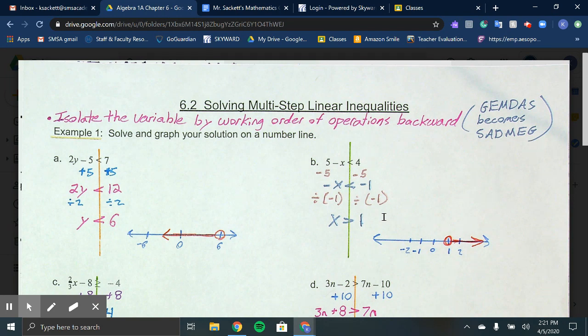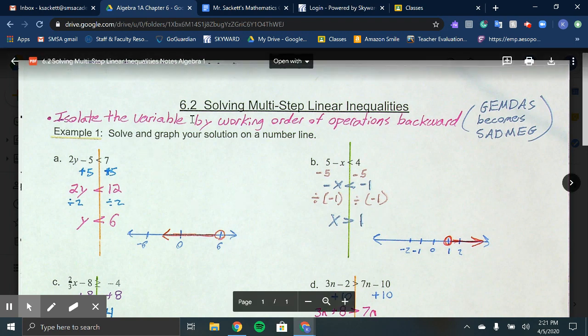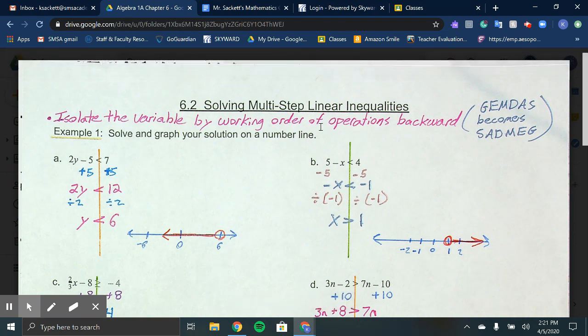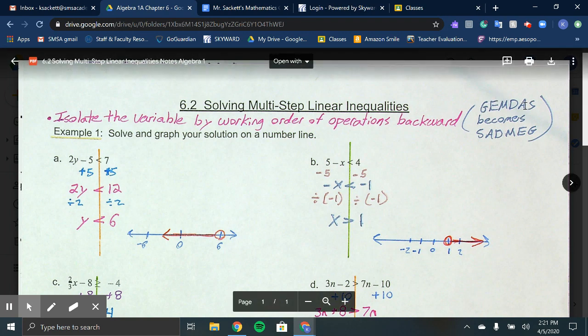The process today is still almost exactly the same, now just adding an additional step or couple steps, in which case we still have the goal to isolate the variable by working the order of operations backward. That means instead of using GEMDAS, remember grouping symbols took the place of parentheses, it would become SADMAG. So we're undoing the order of operations by working it backward.